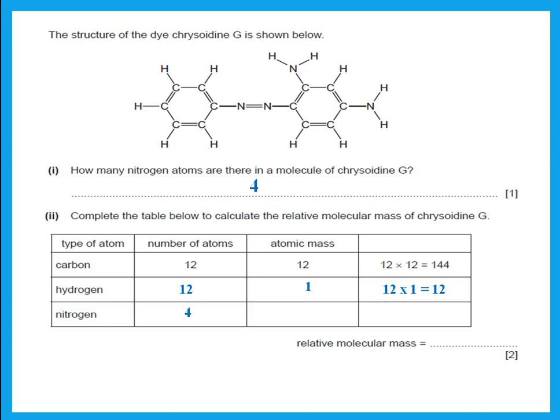Now nitrogens, we said how many nitrogens do we have? We have 4. What is the mass of each one? 14. So 14 times 4 is 56. So the relative molecular mass of the compound is the total of all of this. So it's 144 plus 12 plus 56.